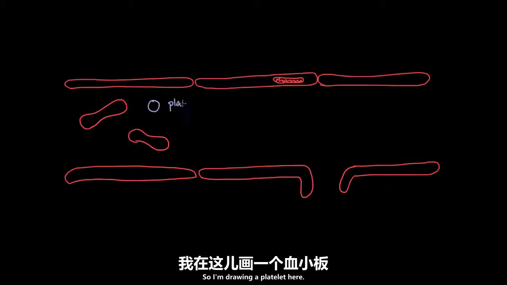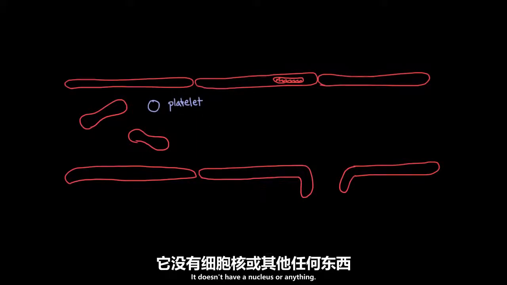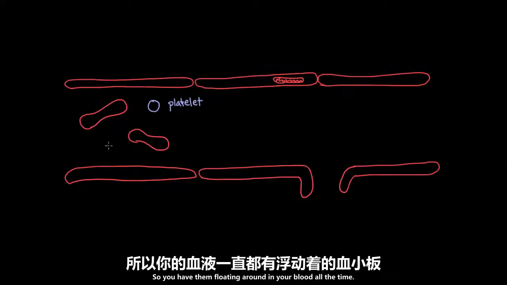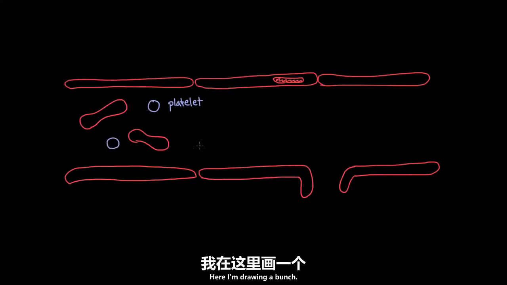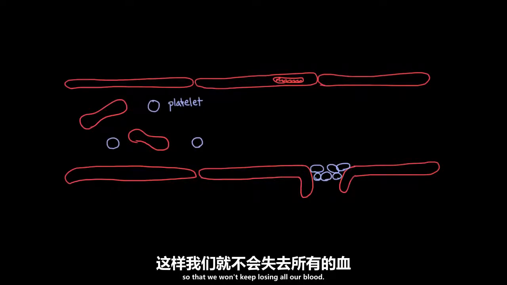So I'm drawing a platelet here, and a platelet is basically a tiny piece of a cell. It doesn't have a nucleus or anything. It's a tiny little piece of a cell that your body uses to block up holes like this. So you have them floating around in your blood all the time. Here I'm drawing a bunch. And what happens is when you have a hole in your blood vessel, they're going to come together, they're going to stick together, and they're going to clog up this hole. And so basically they've built a little barrier so that we won't keep losing all our blood.